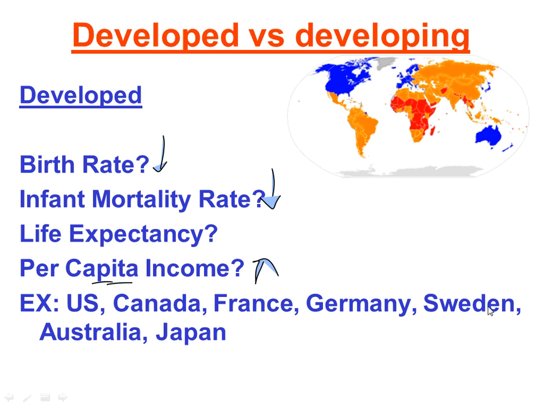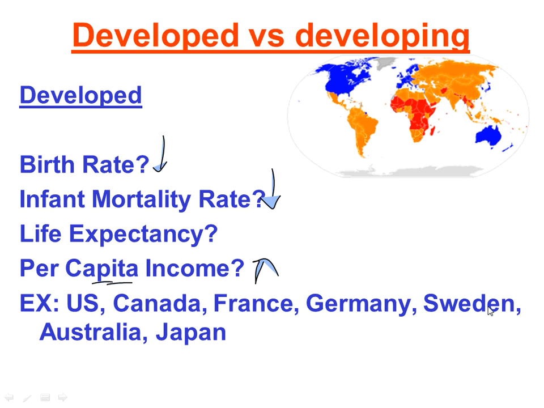They all have low birth rates because women are educated and people are getting married later in life. We have low infant mortality rates in our highly developed countries. We have modern medicine, women can have children in hospitals, and there's a lot of prenatal care, so the infant mortality rate is low. Our life expectancy is high, so we expect to live until our 70s and 80s. Per capita income is high.